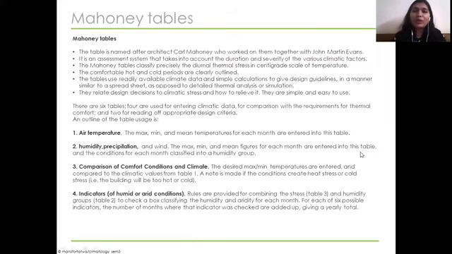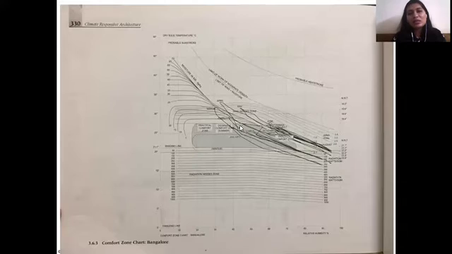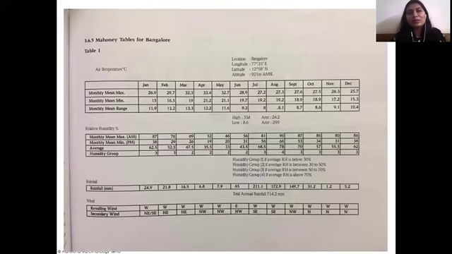Second important tool for analysis is Mahoney's table. These tables are extensive and they look something like this. Okay, so these tables were also explained to you earlier while data collection methods were explained. So now this is again a diagram of Mahoney's table from Arvind Krishnan's book, Climate Responsive Architecture. And this is for Bangalore. So first your location is given.